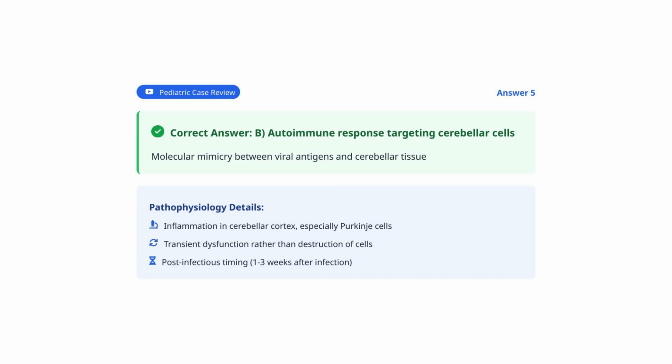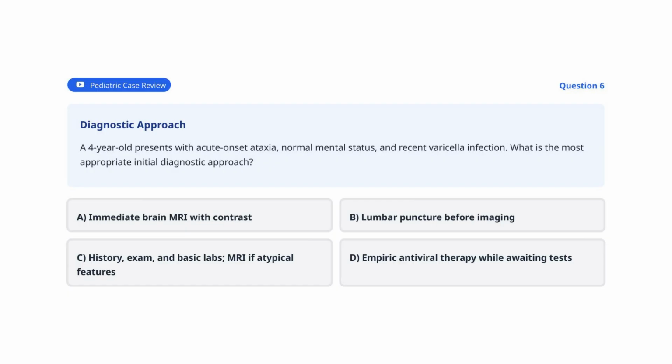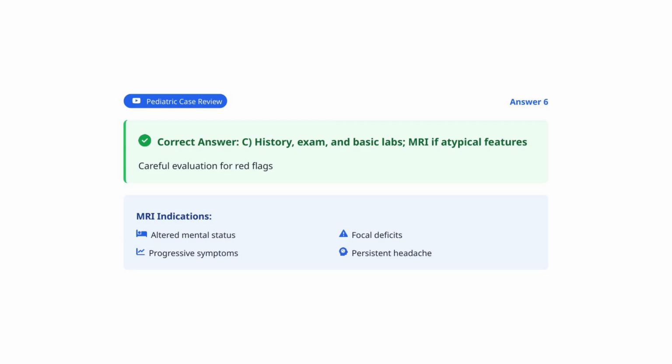recovery in most cases. A 4-year-old presents with acute onset ataxia, normal mental status, and recent varicella infection. What is the most appropriate initial diagnostic approach? Is it A. Immediate brain MRI with contrast, B. Lumbar puncture before imaging, C. History, exam, and basic labs with MRI if atypical features, or D. Empiric antiviral therapy while awaiting tests? The correct answer is C.